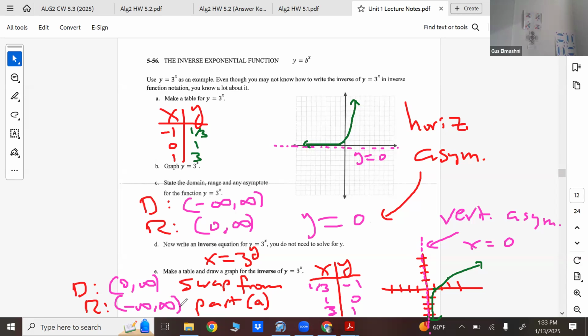All right, this should be pretty straightforward. y equals 3 to the x. Plugging in negative 1, you get 1/3. Plugging in 0, you get 1. Plugging in 1, you get 3. Very straightforward, right? Plot the points. It's an exponential function, and we know how it looks.